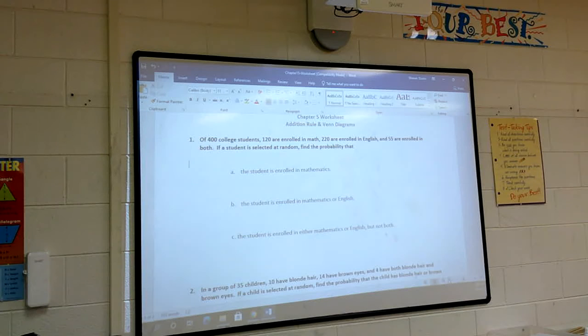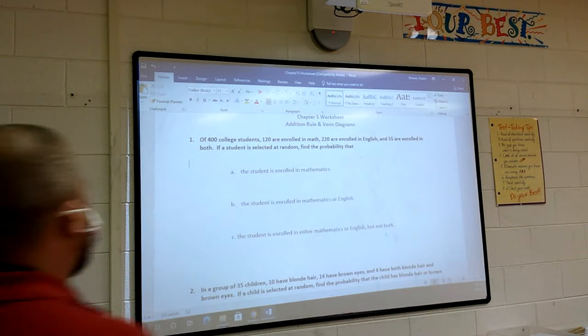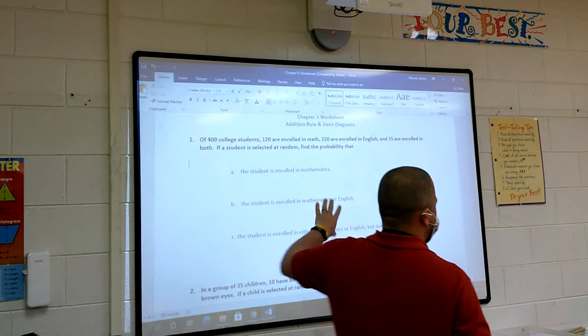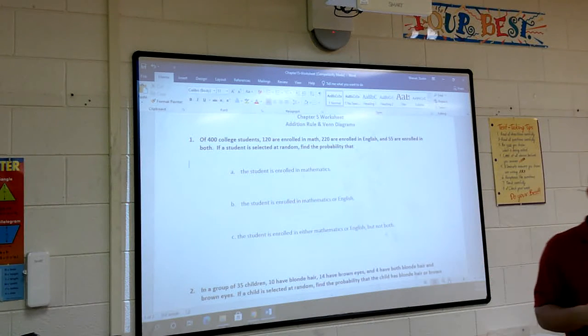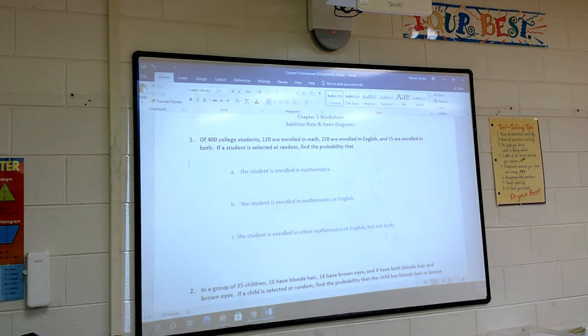Of 400 college students, 120 are enrolled in math, 220 are enrolled in English, and 55 are enrolled in both. So before you even answer the parts of the questions on all of these, you have to draw a Venn diagram. So that's why I gave you the extra piece of paper.